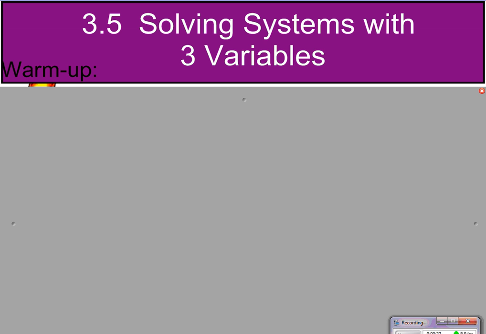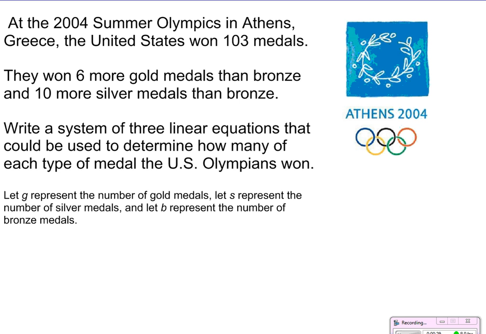All right, so we'll skip the warm-up for right now, but take a look here. At the 2004 Summer Olympics in Athens, Greece, the United States won 103 medals. They won 6 more gold medals than bronze and 10 more silver medals than bronze. Write a system of 3 linear equations that can be used to determine how many of each type of medal the U.S. Olympians won. G is gold, S is silver, B is bronze.